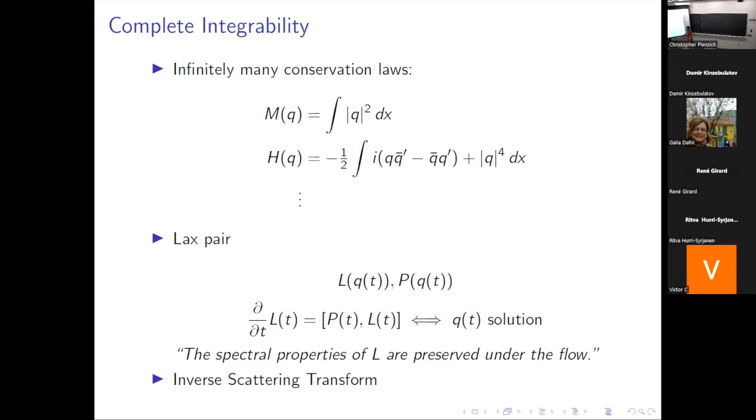Another feature of completely integrable equations is the existence of a Lax pair. A Lax pair is a pair of operators L and P with the following property: L and P satisfy this equation if and only if Q, the Q that is plugged in here, is a solution to our equation. And this formulation allows us to deduce that the spectral properties of L are preserved under the flow.